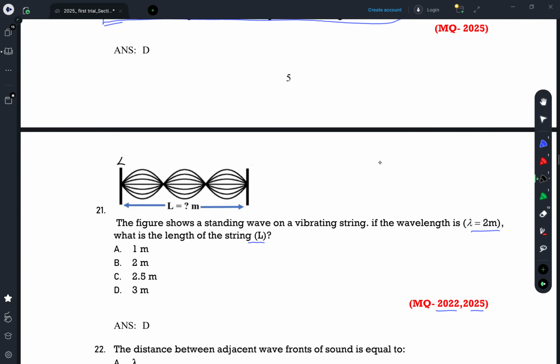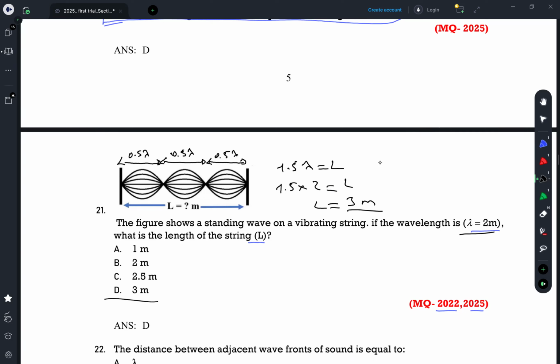I know that the length of each loop is 0.5 lambda. 0.5 lambda, 0.5 lambda, 0.5 lambda. So as you see, 0.5 plus 0.5 lambda, 0.5, 1.5. 1.5 lambda is equal to the length. Lambda is given as 2, so length is equal to 3 meters. So this is the correct answer.